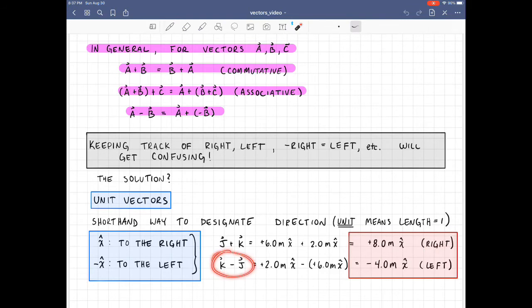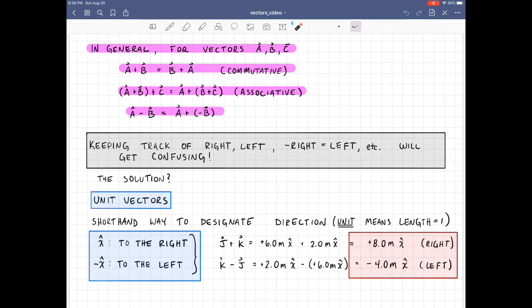Now, what about our subtraction? Well, k is plus 2 meters in the x hat direction, minus j, which is plus 6 meters in the x hat direction. And so this minus sign is going to make this 6 meters in the negative x hat direction. So when we add those two together, we get minus 4 meters in the x hat direction, which means to the left. And so we are going to start using these unit vectors.